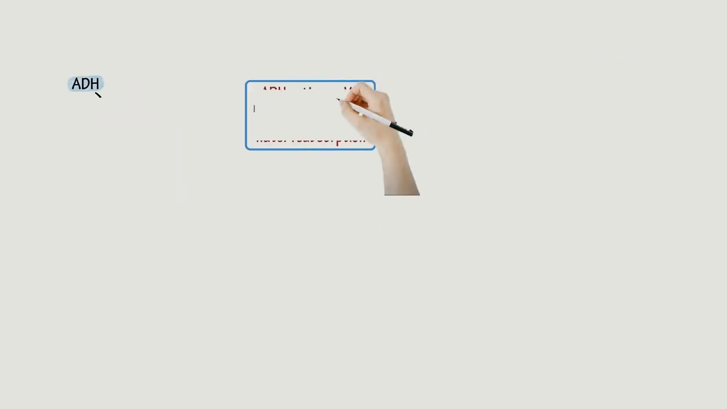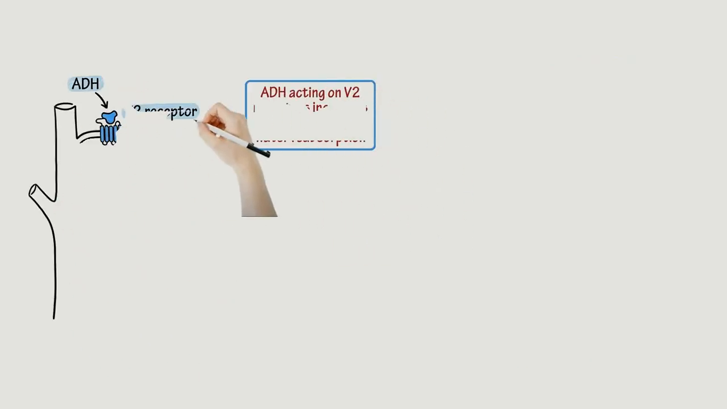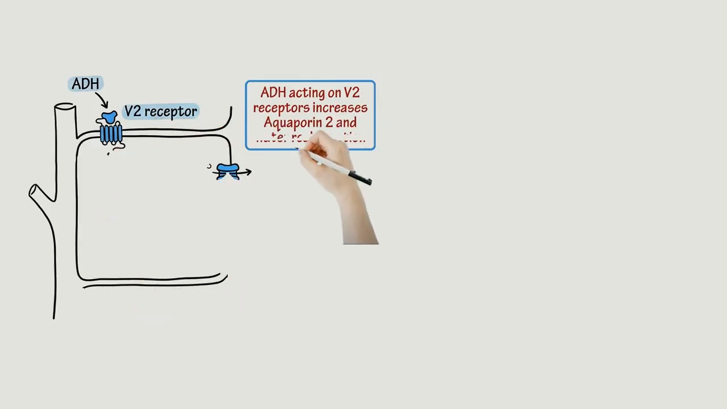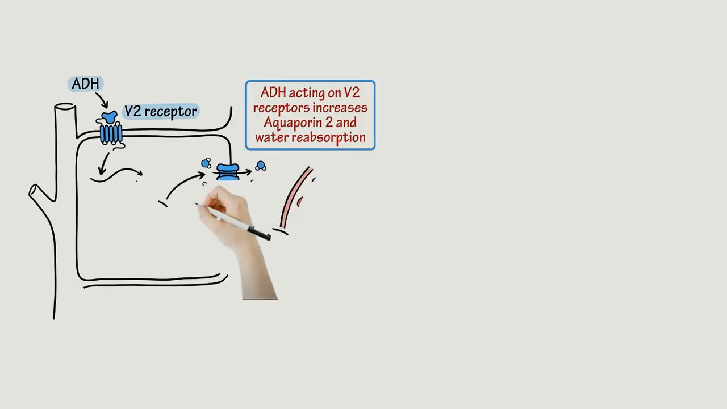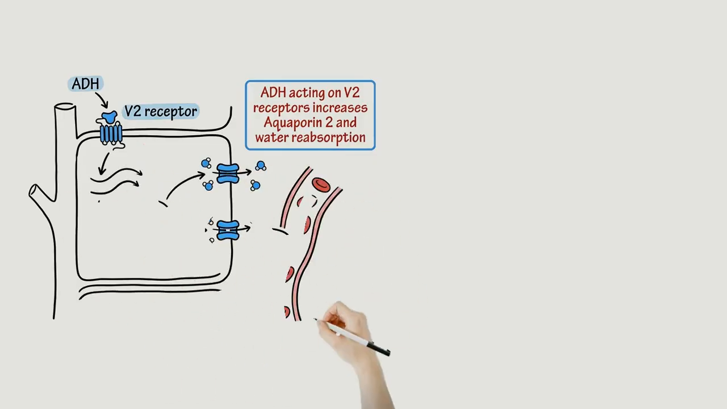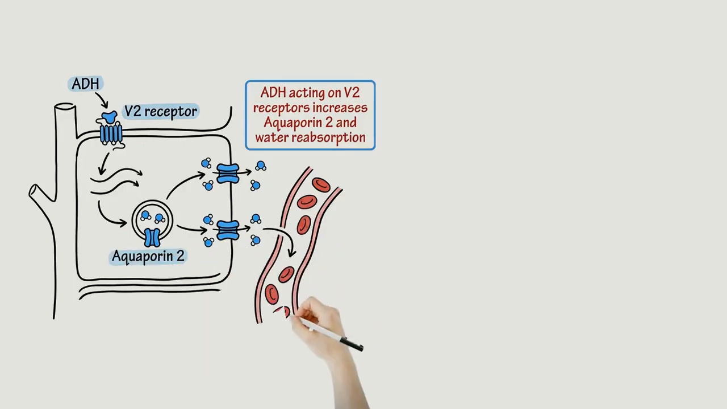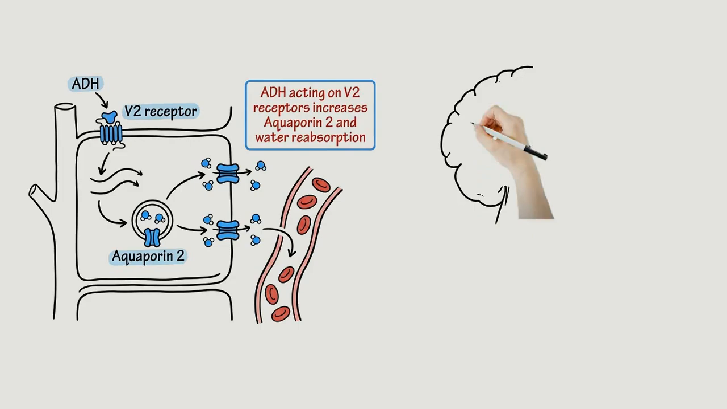Effect 3 is ADH release. Angiotensin II stimulates the posterior pituitary to release antidiuretic hormone, ADH. ADH acts on V2 receptors in the collecting duct, inserting aquaporin II channels into the membrane. Water is reabsorbed, blood volume rises, pressure rises.